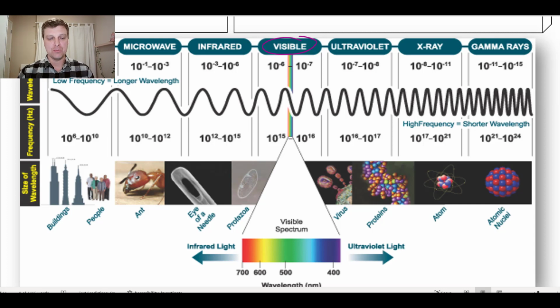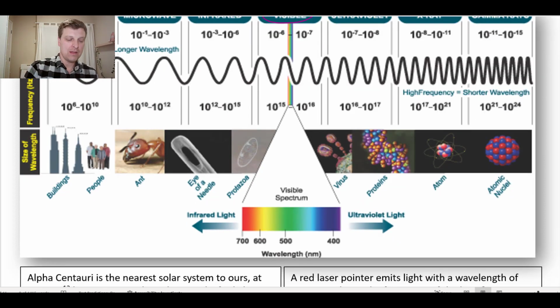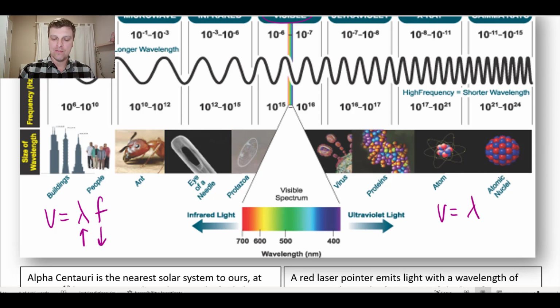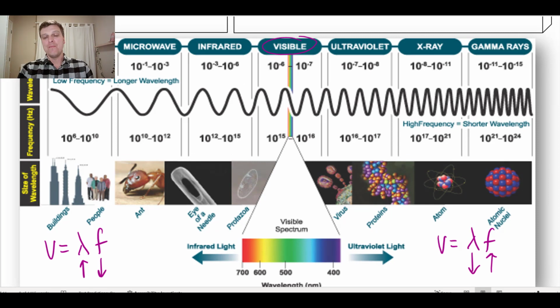Now, keep in mind, all kinds of electromagnetic radiation travel at the same speed. They all travel at the speed of light. But as I change the frequency, I also change the wavelength. So remember that v equals lambda f. For example, down at this end of the spectrum, since the speed is constant, I've got a really big wavelength and a small frequency. And over at this end of the spectrum, v equals lambda f, I've got a really small wavelength and a really large frequency.